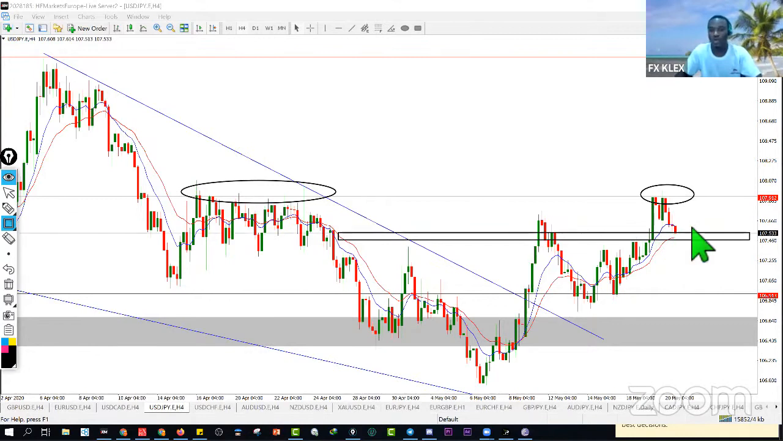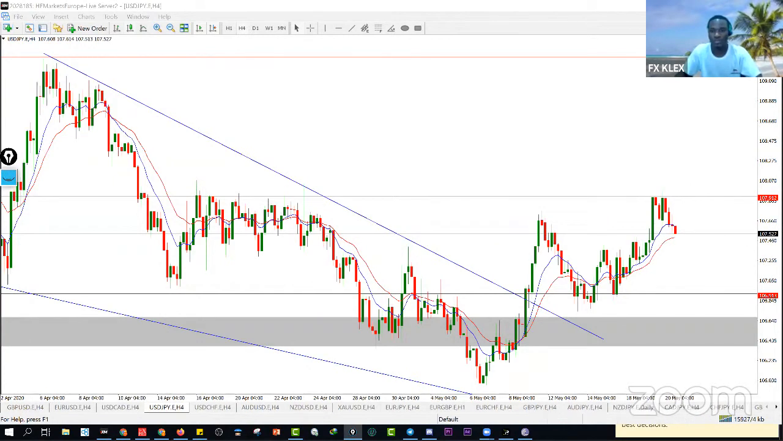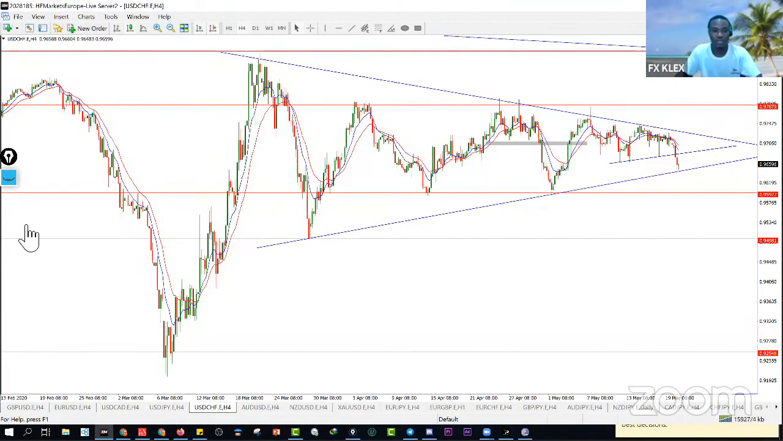So if you are selling right here, you have to make sure you try to move your stop loss to break even on the USD against the Japanese yen. Okay. And which other currency pairs, again? Let's check the other currency pairs. The USD Canada as well is fluctuating through a symmetrical triangle. I'm going to show you guys right here.